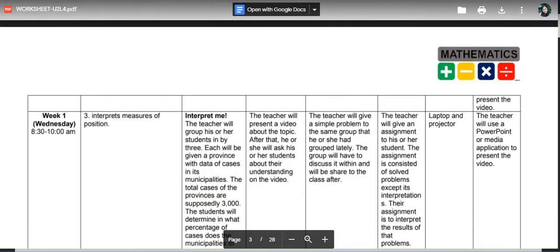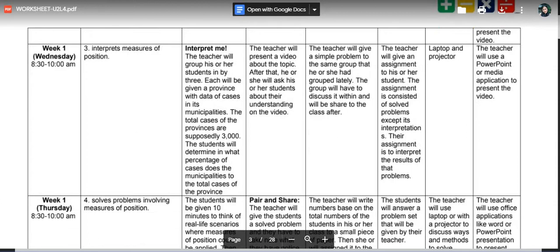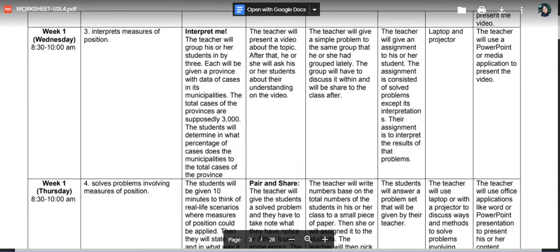Then on the next day, after the students learn how to calculate a specified measure of position, the next day they will now learn to interpret measures of position. For the contextualization of the said topic, the teacher will give an activity which will be called Interpret Me, in which the teacher will group his or her students by three.